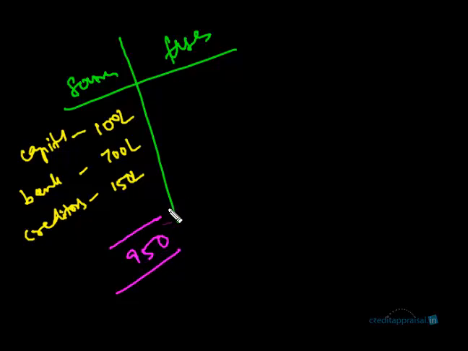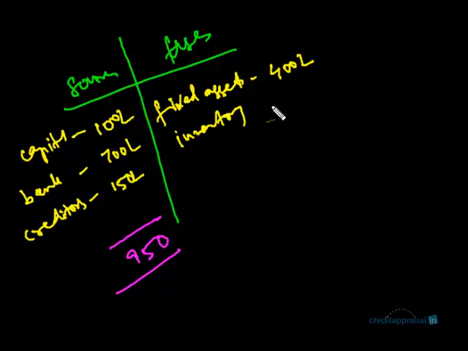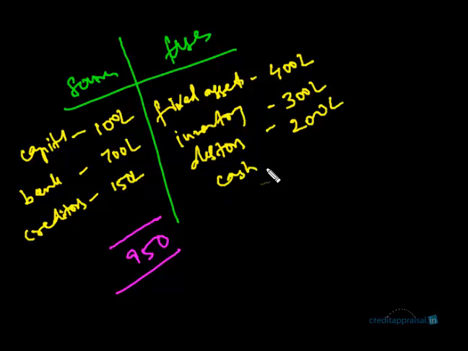Using these funds which he has obtained, the promoter has put these funds to use. He has maybe purchased some fixed assets, land, building, machinery. Let us assume this forms 400 lakhs. Then there is some inventory, raw material, finished goods, all put together, some 300 lakhs. There are some dues to be received from the customers, the debtors. Let us assume this is another 200 lakhs. And finally, there is some cash on hand, some 50 lakhs. Again, if you see the total, that will be 950 lakhs. So this is a simple balance sheet.